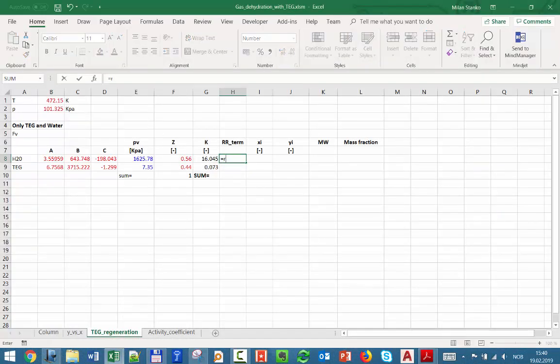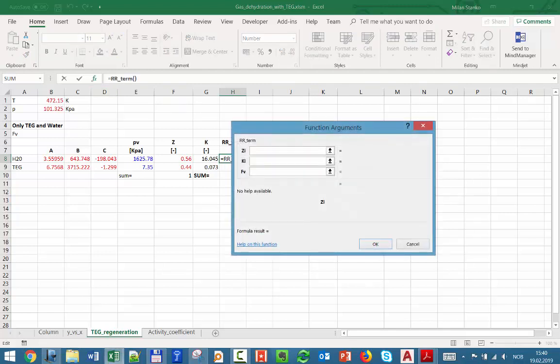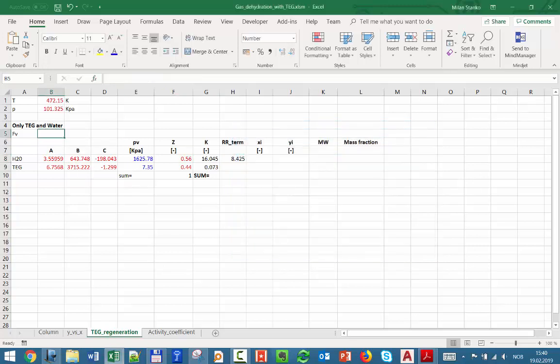So we have the Rachford-Rice term. For that we have the equation, which is a function of Z, a function of K, and a function of FB. That is the same for all of them. And what number should we try first? Let's try 0.3. And the sum of these two, that is what I have to drive to 0.